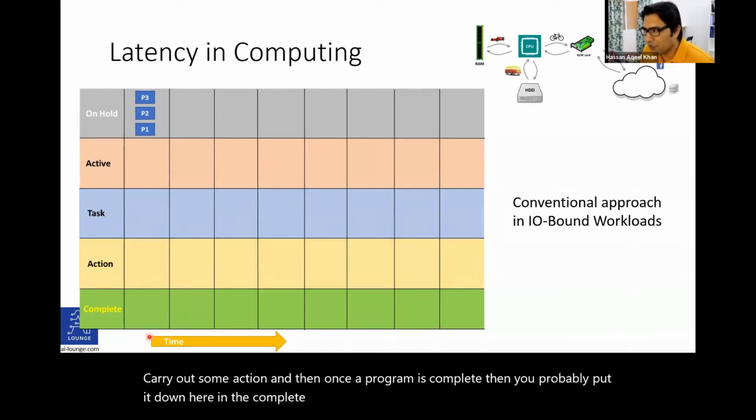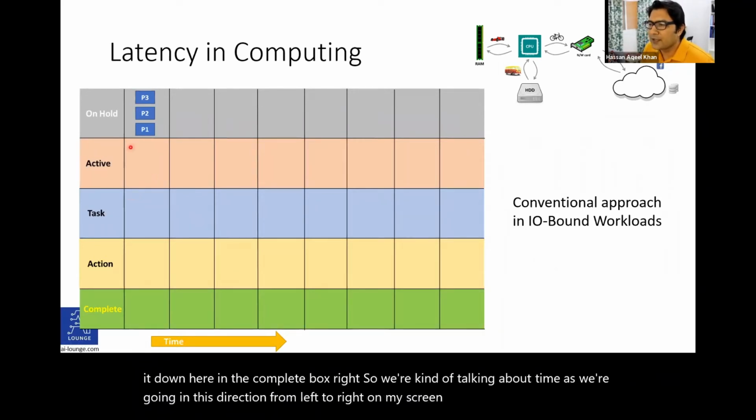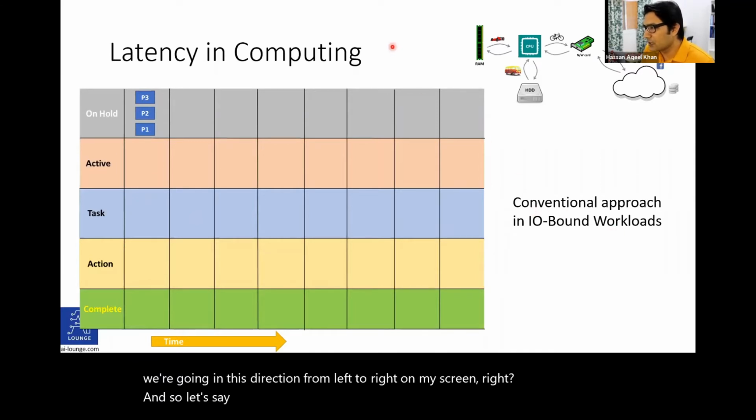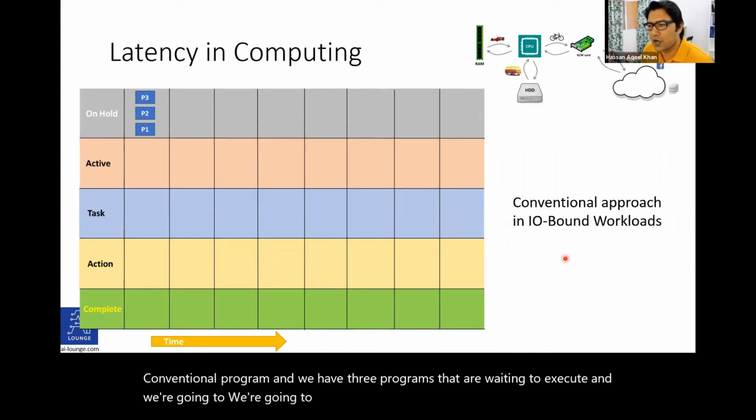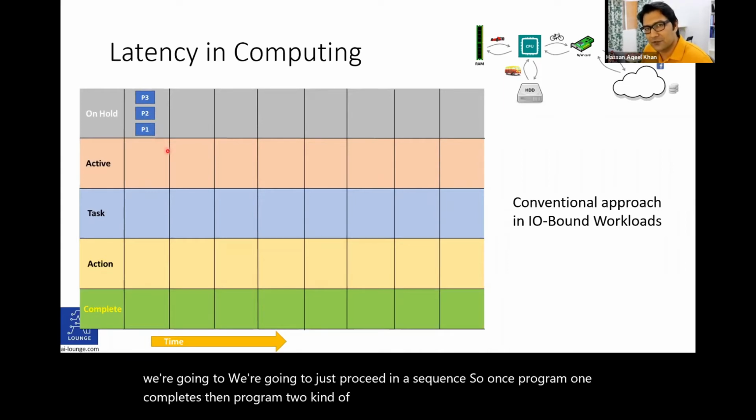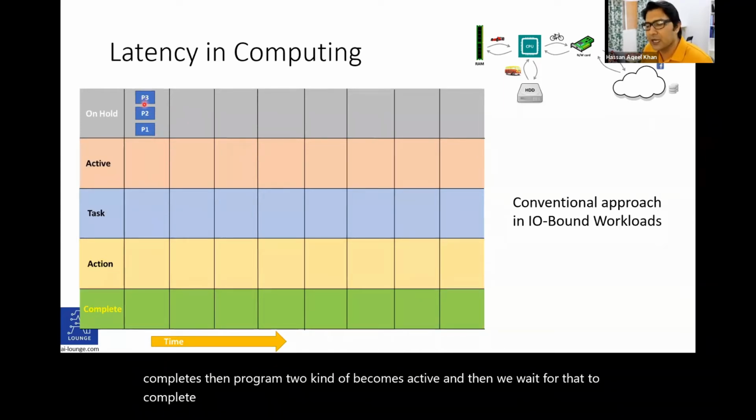So we're talking about time as we go in this direction, from left to right on my screen. Let's say we're looking at a conventional program, and we have three programs that are waiting to execute, and we're going to proceed in a sequence. Once program 1 completes, program 2 becomes active, and then we wait for that to complete, and then program 3 gets executed. So everything is synchronous, or in a sequence. Let's see what happens.